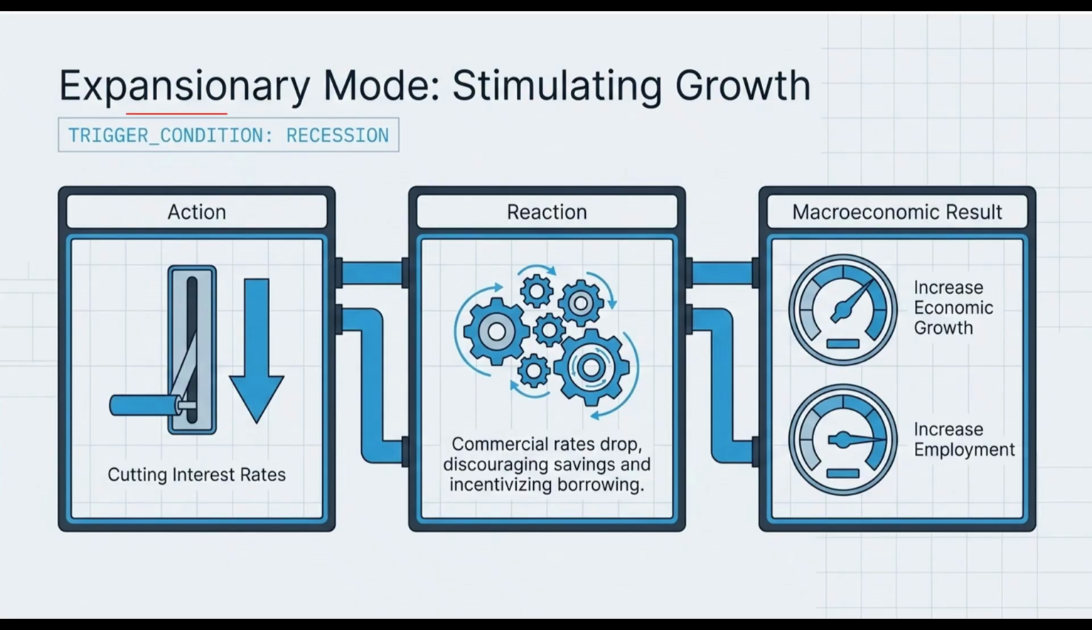Now let's see the expansionary mode. Expansionary policy is typically used during periods of economic slowdown or recession. When economic activity is weak and unemployment is high, the central bank begins by cutting interest rates. Lower interest rates reduce the cost of borrowing for households and businesses. Commercial banks then lower their lending rates as borrowing becomes cheaper. Consumers are more likely to take loans for homes, cars, and other purchases. That is how it usually happens, right?